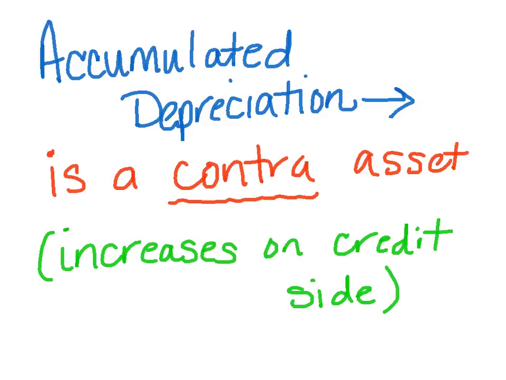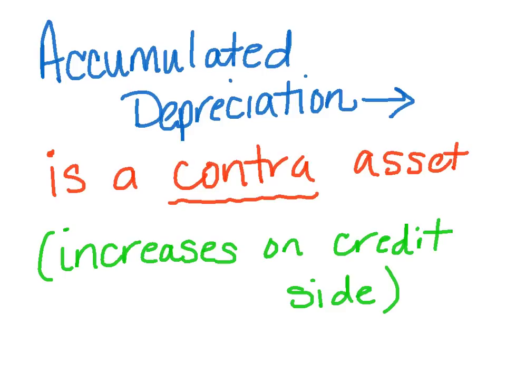Well, first of all, it's a contra asset. Contra means that it increases on the opposite side. So that means that accumulated depreciation increases on its credit side, because assets normally increase on their debit side. So this is a contra asset. It increases on its credit side. A contra asset is not a liability.